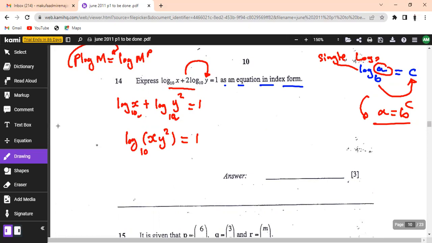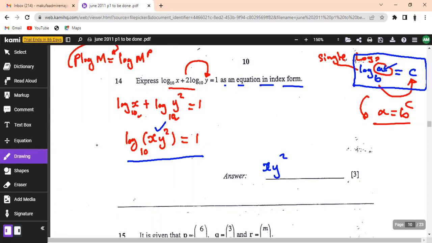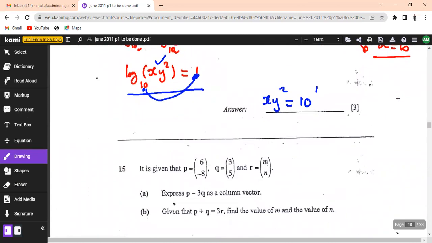So as you can see, now we have got a single logarithm, in the same form as the one that we had here. So we are going to take our a, which in this case is x y squared, equal to our b, which is the base, 10, to the power of c. So it's 10 to the power of what? 10 to the power of 1. So like this, it will be in index form. Index form is simply exponents, indices. Okay, so that was the case, just like that, guys.